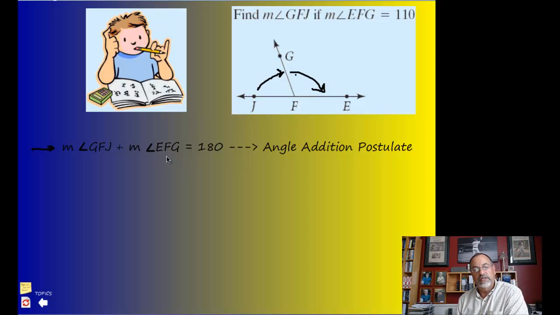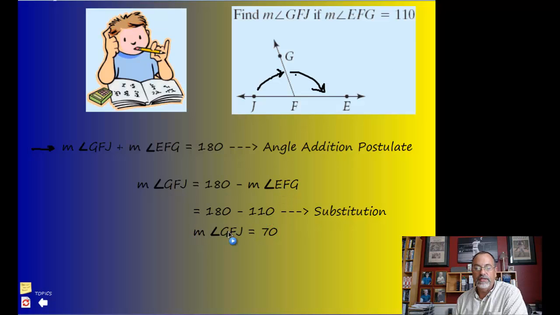Now that I know this, I can finish it off by substituting in, or actually I can solve this equation for GFJ first, so 180, subtracting EFG from both sides. I know what EFG is. It's 110, so I can put in 110, so I get the angle GFJ is equal to 70, and that would be my answer.